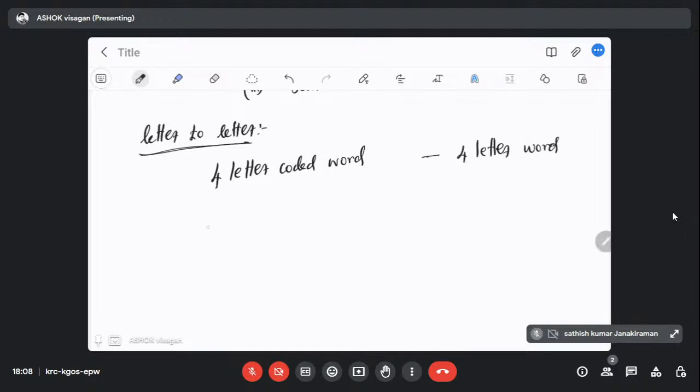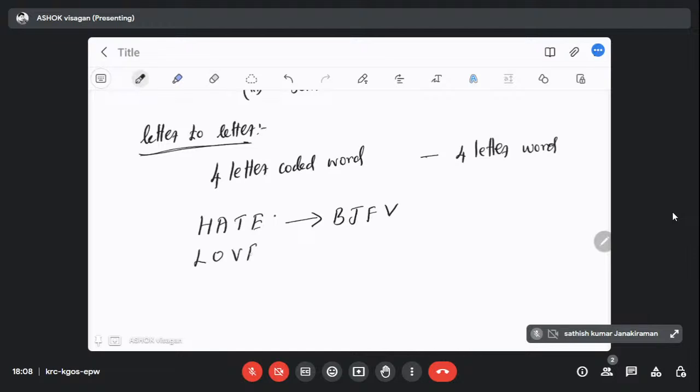For example, I'm taking the word HATE. HATE is coded as BJFV. Then what is the code for the word LOVE? If HATE is coded as BJFV, then what is the code for LOVE?